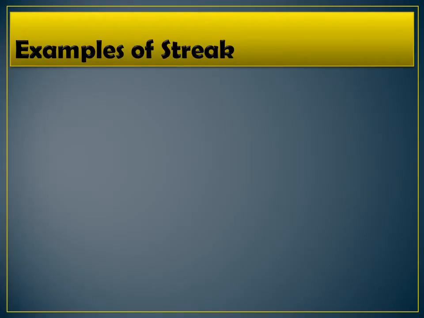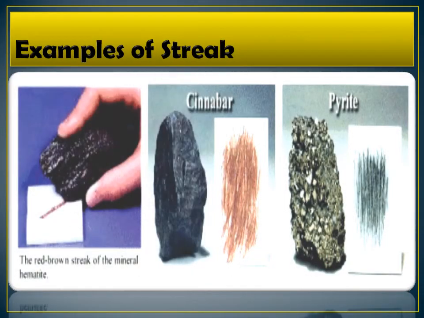Here are some examples of minerals showing their streak properties. Take a look. The first picture shows a picture of a hematite mineral. It has originally a black color. However, it has a red-brown streak on a piece of paper. The second picture also shows a cinnabar mineral. It has a black color, however, if you will see its streak property or its streak color, it's golden or brownish. The last picture is a pyrite. It has a grayish or golden color, however, if we see its streak, it has a black color.